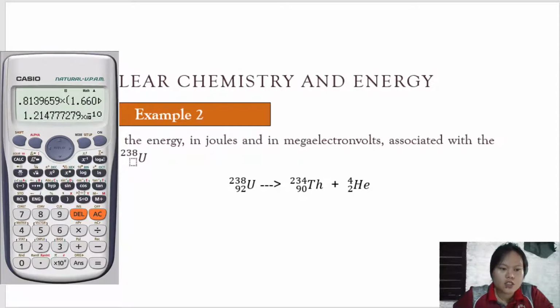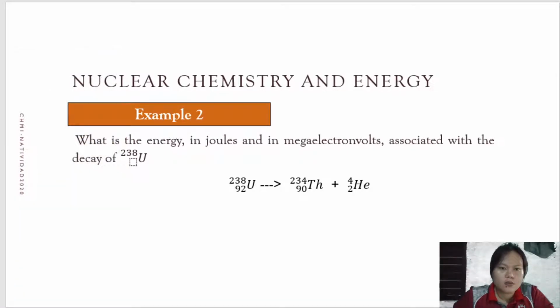So, let me just shift to no calculus so that you can see the problem as a whole. What is the energy in joules and in mega electron volts, or MeV, associated with the decay of uranium-238 to thorium and helium? Since we're given the equation again, we would be doing the same process as what we did before.